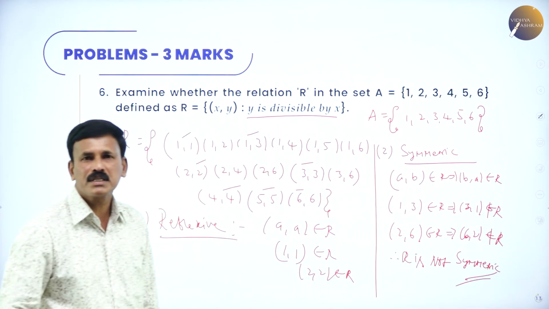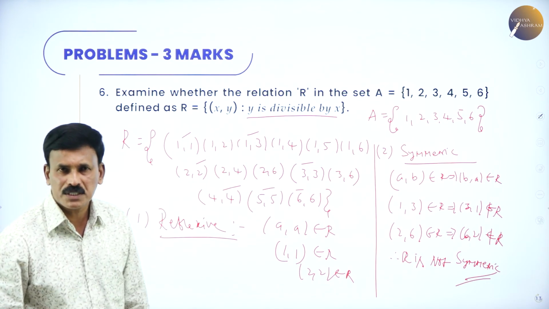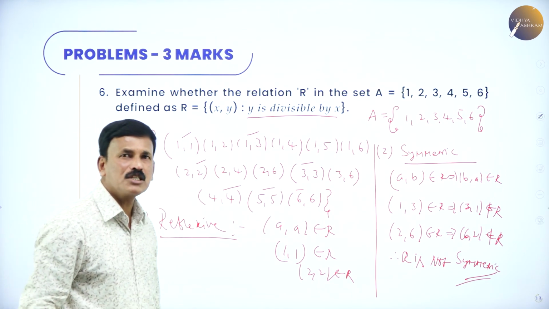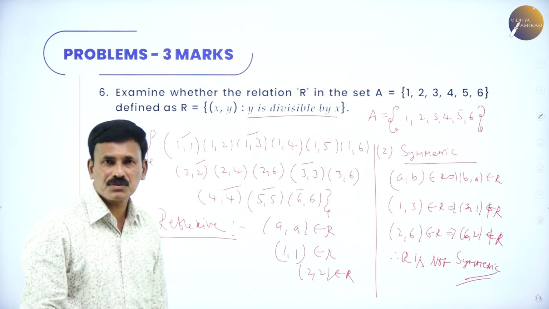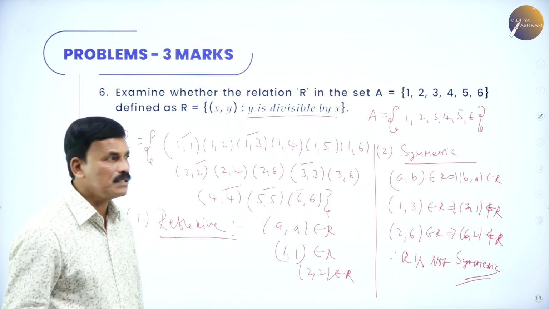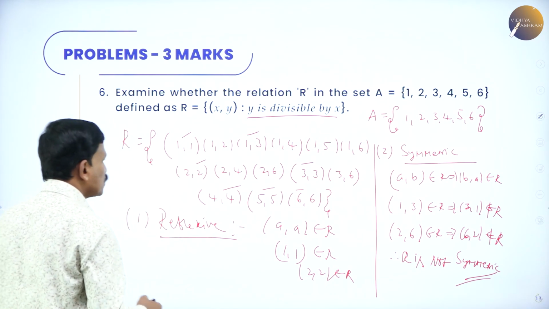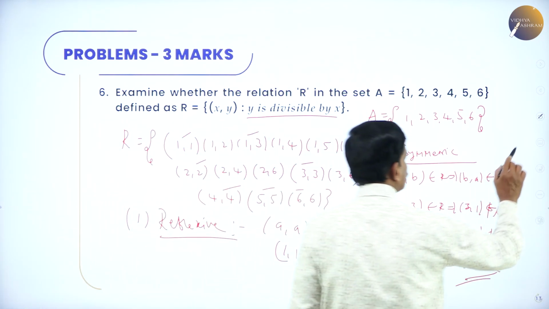R is not symmetric. R is reflexive but not symmetric. Let us verify the transitive property. What is the transitive property? (A, B) belongs to R and (B, C) belongs to R implies (A, C) also belongs to R. Let us consider the transitive.